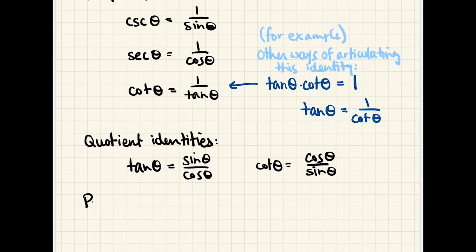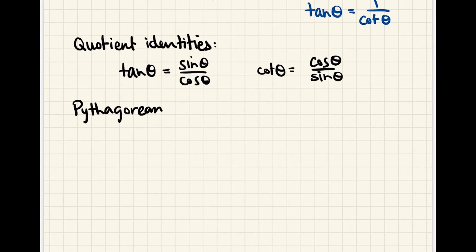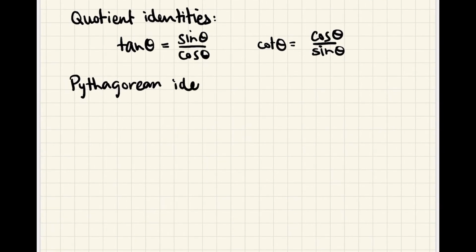And finally, the other main category that we saw were the Pythagorean identities. And there were 3 of them. So there's the main one, which is cosine squared theta plus sine squared theta is equal to 1. And you really need to just know that one instantly by looking at it. But then there were 2 other ones that were similar to it.